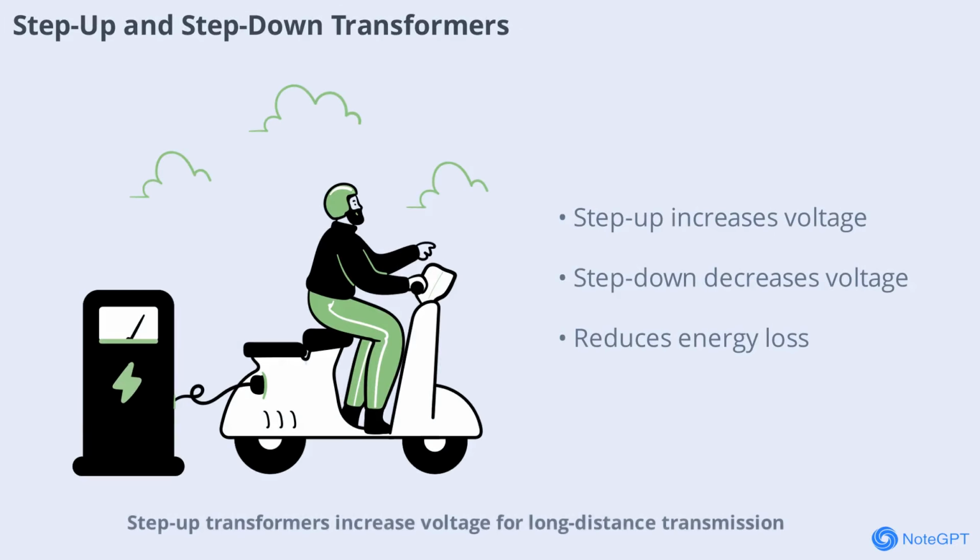Step-up transformers increase voltage for long-distance transmission, reducing energy loss. Step-down transformers decrease voltage for safe use in homes and businesses. Both types use the same principle, electromagnetic induction between coils. By carefully choosing the number of coils in each winding, engineers can control the voltage to match the needs of the electrical system.